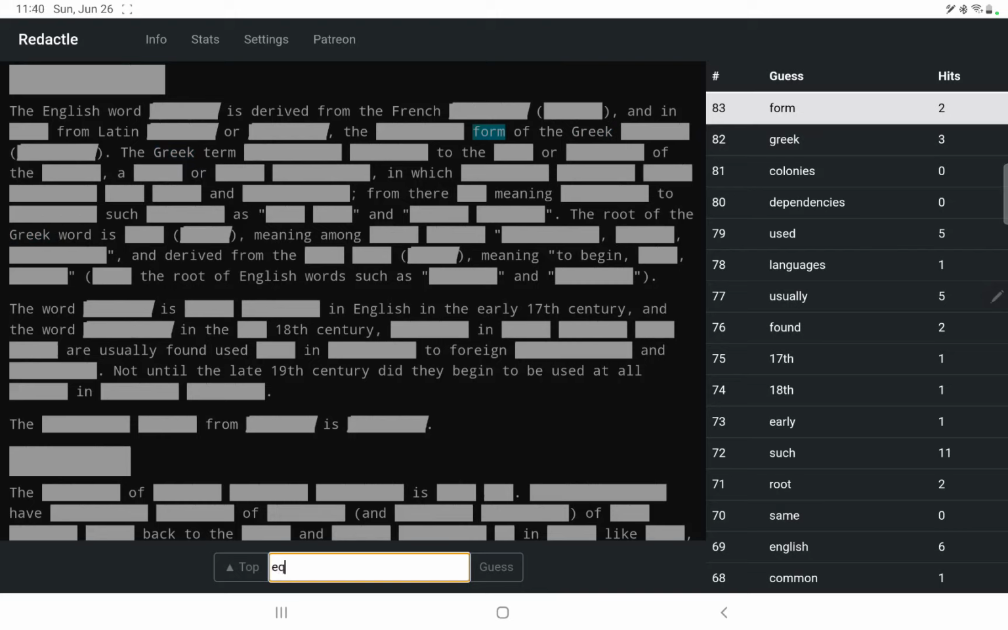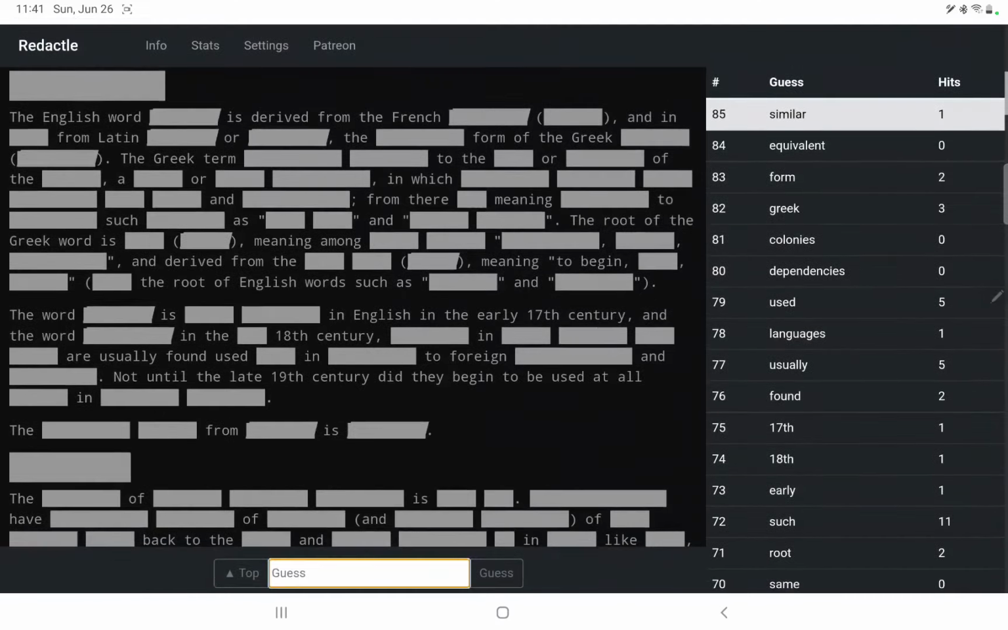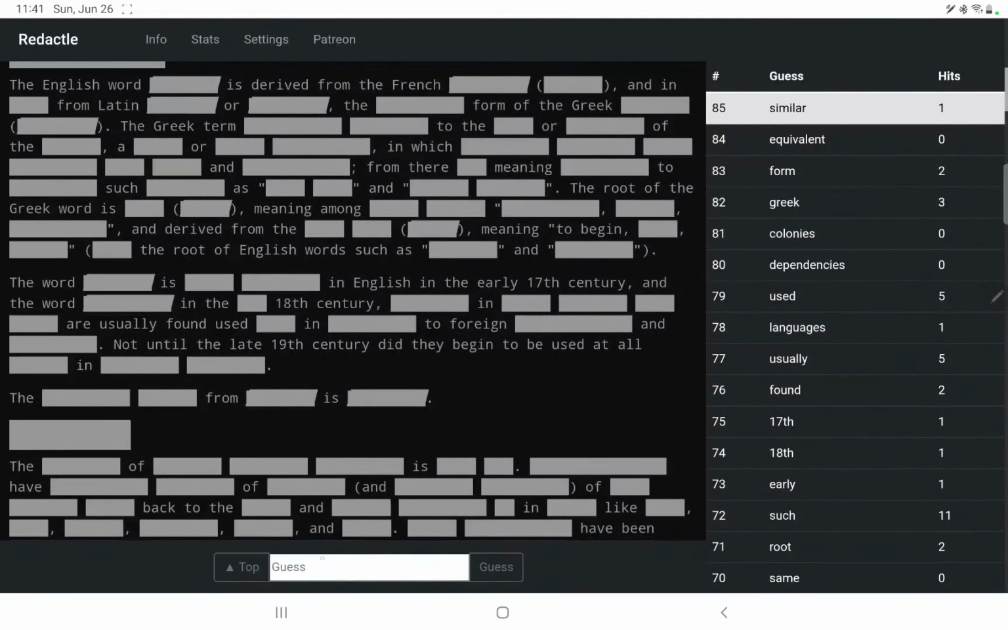Form equivalent. No. Similar. Well, I think this is very promising, this section on the derivation. Maybe that is the title of this, derivation. No.